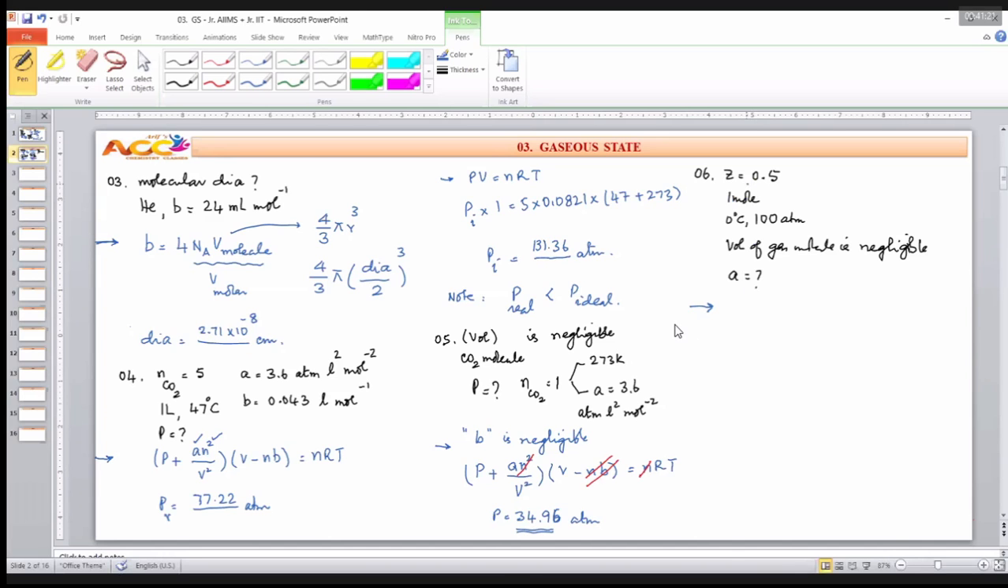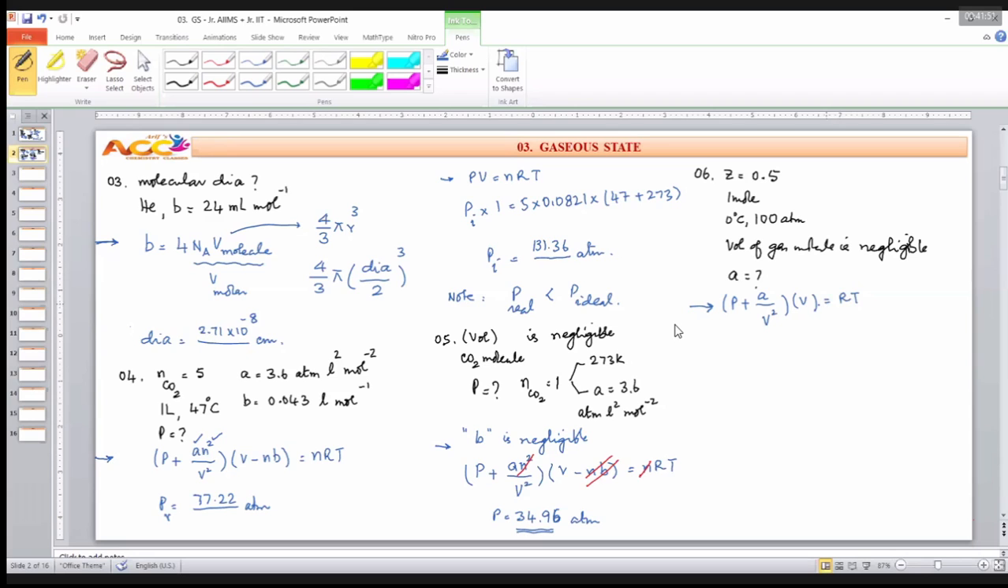If suppose the value of Z is less than 1 and if you are accepting it is easily compressible, what should be the value of a? Sir, a value should be high. Intermolecular force must be high. Attractive force is dominating. Okay, now come to the equation: P plus a by V square, don't write this one, and then V minus b. No sir, b is negligible. Actual volume is negligible, equal to RT.